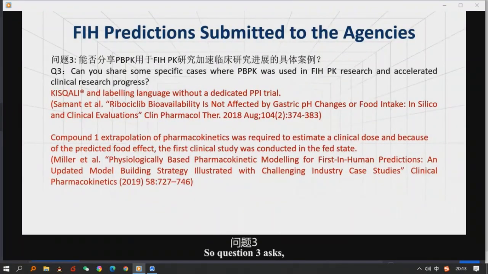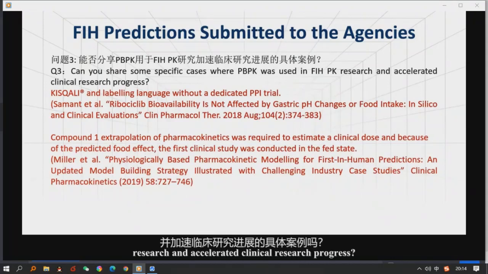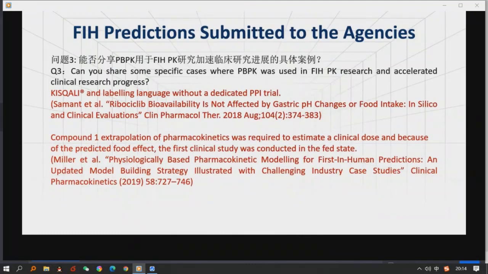So question 3 asks, can you share some specific cases where PBPK was used in first-in-human PK research and accelerated clinical research progress? So as we've referred to a couple of times, we have the Kisqali example and the labeling language, which meant that a dedicated DDI trial was not required, and therefore it accelerated the clinical research or progression of this compound.